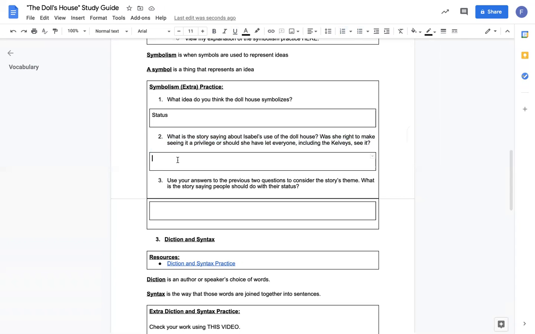And this is somewhat of an opinion question, but when you answer this question, I want you to think about what the story is saying. So regardless of your personal opinion, I think this story is saying that Isabel was not right to use the dollhouse as a tool. She should not have used it to up her status. So I'd say the story is saying Isabel should have let everyone see the house. She should have shared it with everyone.